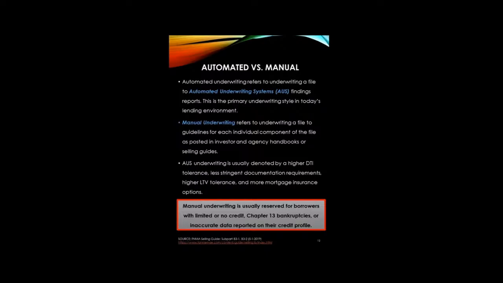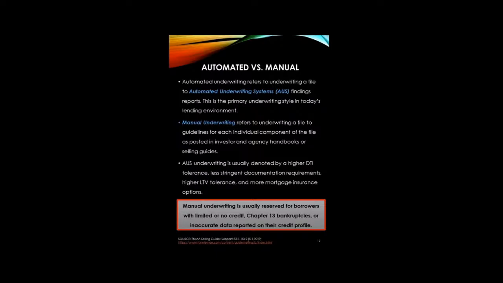An automated system will take all the information you input into the system: your credit report, your income figures, your asset figures, the social security numbers, the address, the purchase price, the loan amount, the refi, the cash out, the debts being paid off. All that runs into an automated system, which is DU or LP, and it tells you the decision. It tells you if it's approved, ineligible, or referred. Sometimes it tells you manual.